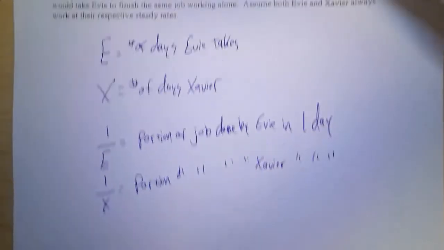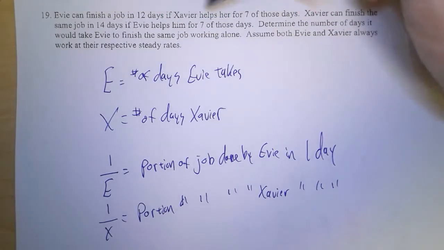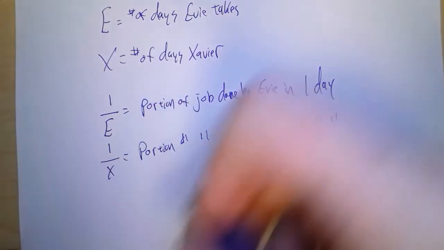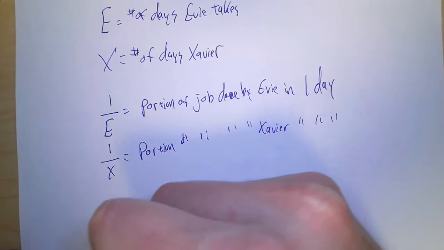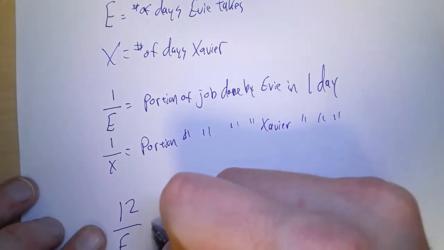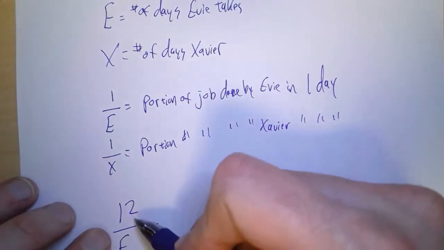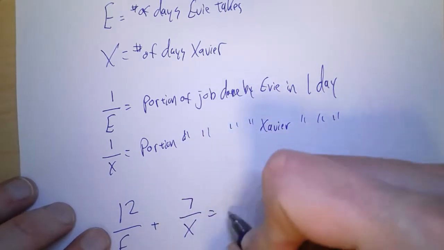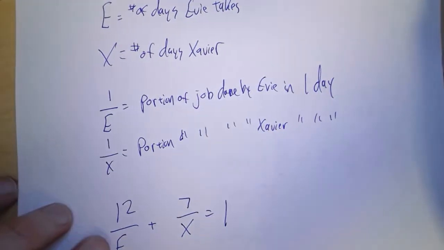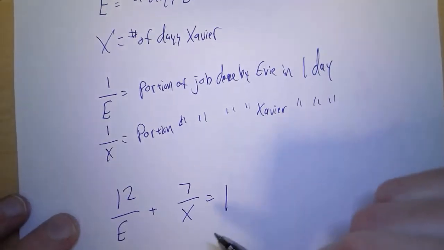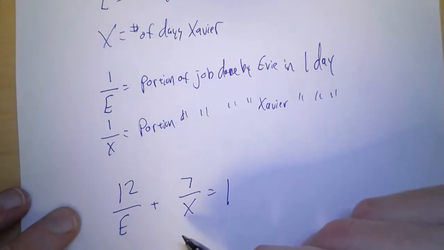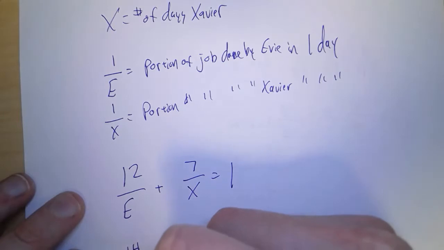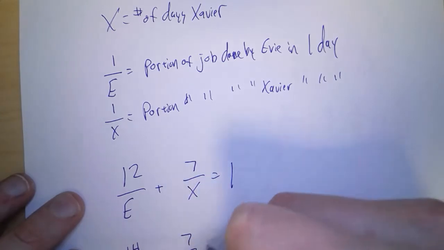And so it says that Evie can finish a job in 12 days if Javier helps her for 7 of those days. So that means 12 over E. This is Evie working 12 days. So 12 days worth of work from Evie and 7 days of work from Javier gives us 1. That is 1 complete job. And so we can set up the other equation the same way. Javier can work 14 days, so 14 days from him, and 7 days from Evie equals 1.